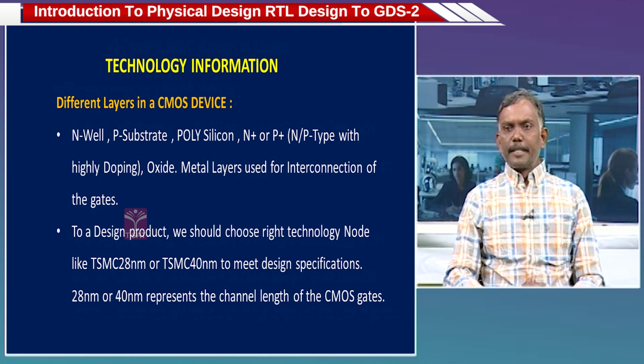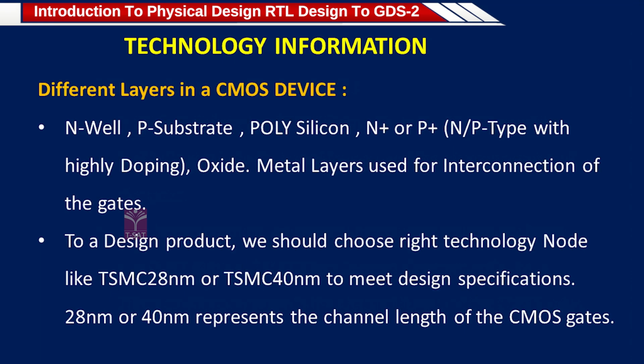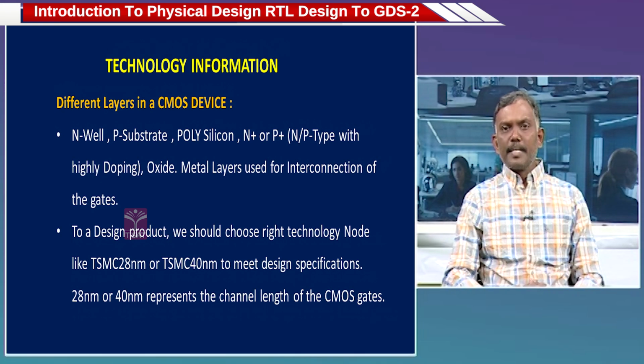And one more topic, technology information. First, what are the different layers in a CMOS? N-well, P-substrate, polysilicon, N+, all these are different layers. Of course, metal layers for the interconnections. All these are different layers in a device level.